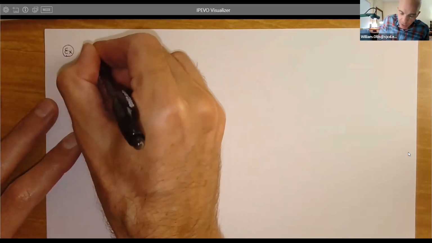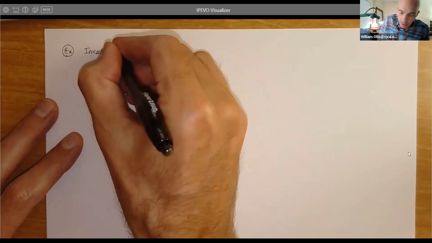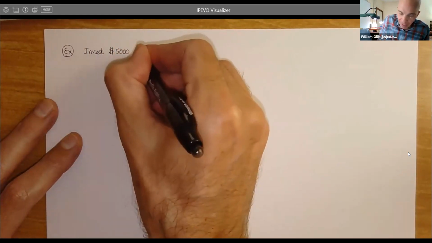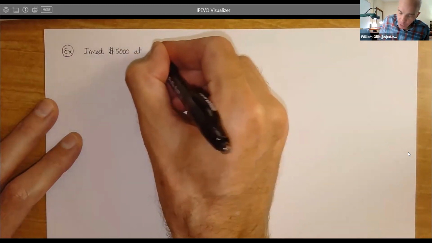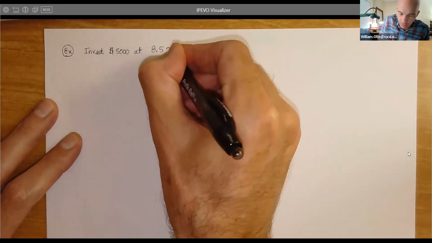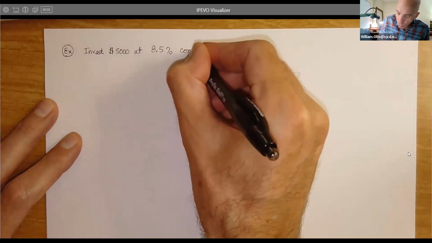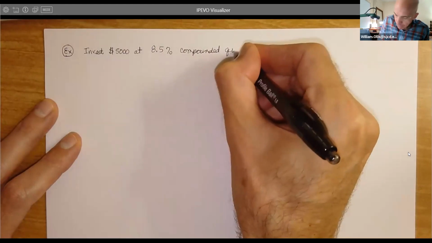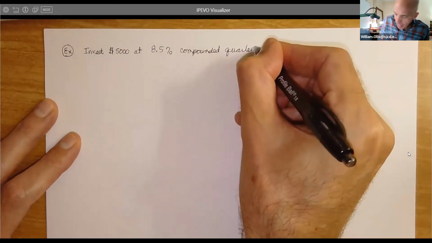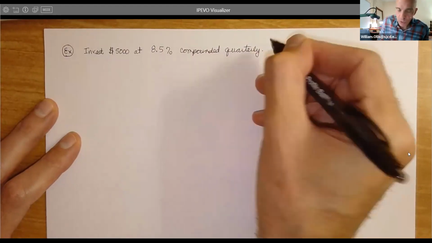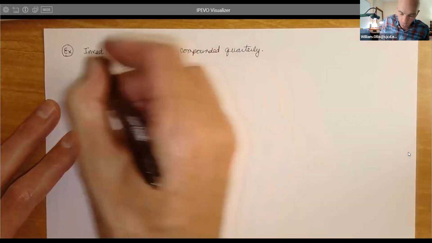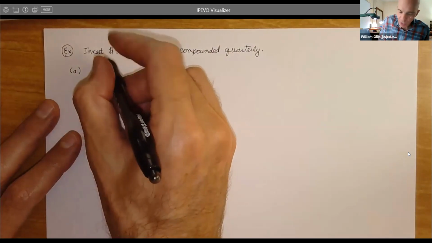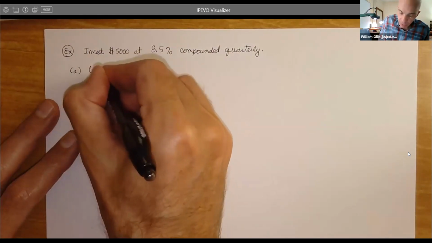We want to invest $5,000 at 8.5% compounded quarterly. So this is something like we did last time, but it's going to have a few new twists to it. And then what we want, A, is compute the amount in 3 years. That's easy. We know how to do that. Compute the amount.